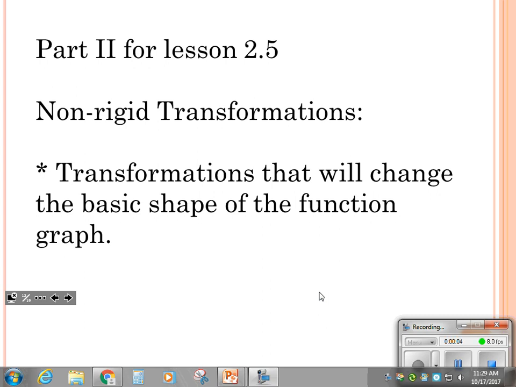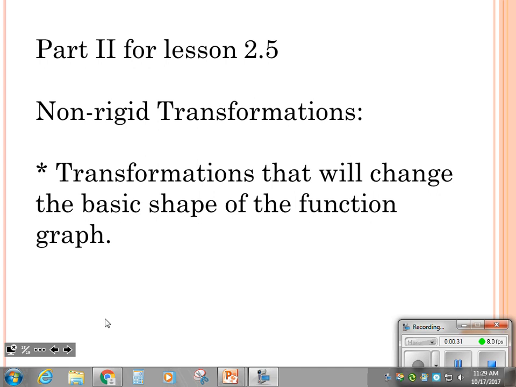Today's lesson is part 2 for section 2.5 in your textbook. So we're picking up where we left off yesterday. Yesterday we talked about and went over rigid transformations. So we talked about horizontal and vertical shifts as well as reflections. Today we go on into the last part. So if you turn to page 209, you would be on the non-rigid transformations with me.